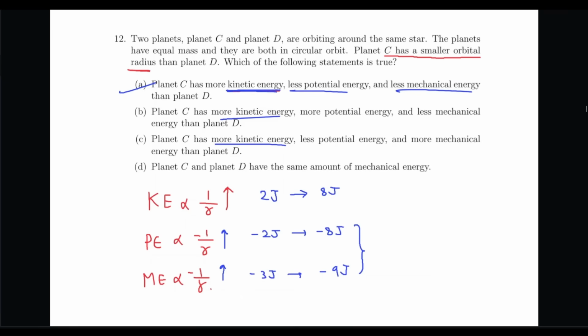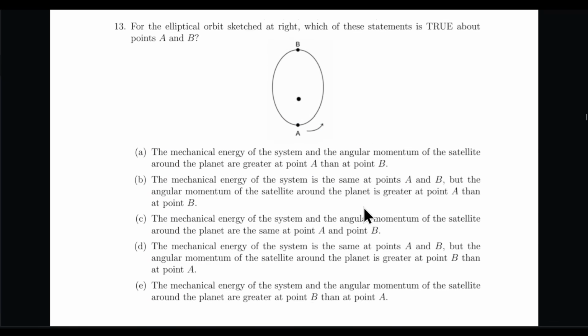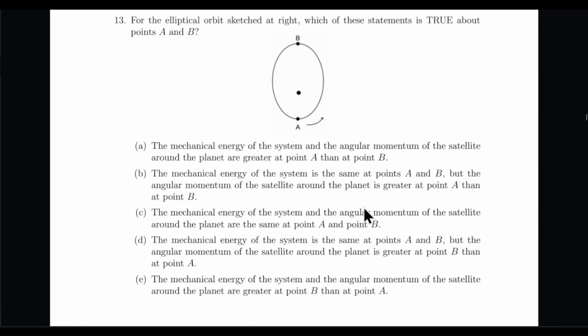I hope this makes sense. Okay. For an elliptical orbit sketched at right, which of the following statements is true about A and B? The mechanical energy and the angular momentum are greater. So this is for sure. We just learned that mechanical energy and angular momentum are always conserved, right? So mechanical energy greater at point A and B doesn't make any sense. This also doesn't make any sense. Is there any option that is saying that? Yeah, should be C, right? Mechanical energy of the system and the angular momentum of the satellite around the planet are the same at points A and B. Obviously, Kepler's law and the mechanical energy thing, that's a fact.